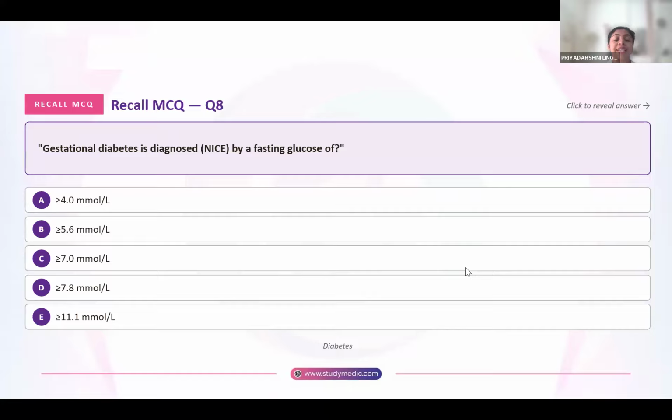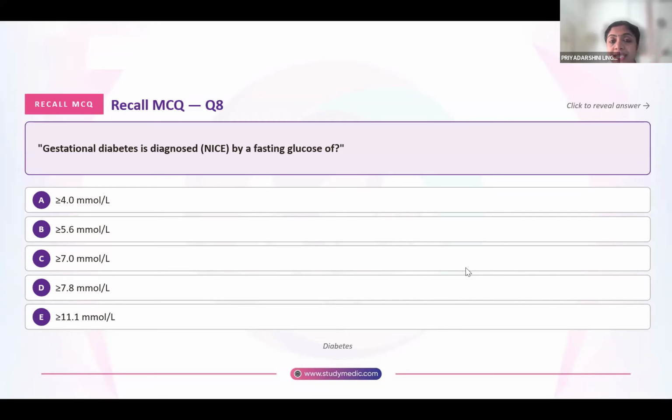Now, coming to another very significant clinical disorder in pregnancy, it is your gestational diabetes. Now, gestational diabetes, we have a complete guideline on this. Now, let's look into the question. Gestational diabetes is diagnosed by your NICE guidelines by a fasting glucose of what? So various values are given here. As I told you earlier, 5, 6, 7, 8. Keep that number in mind.